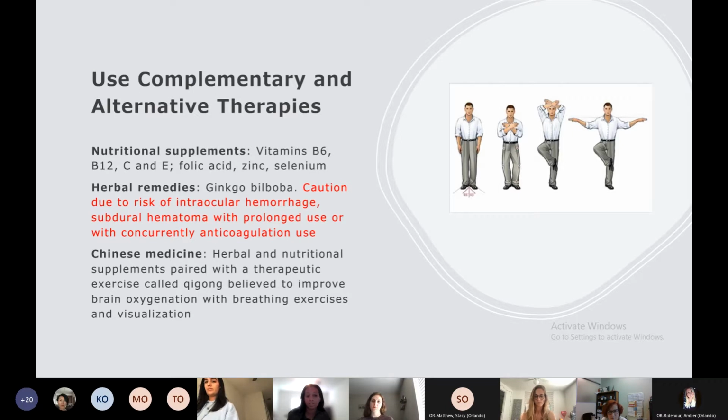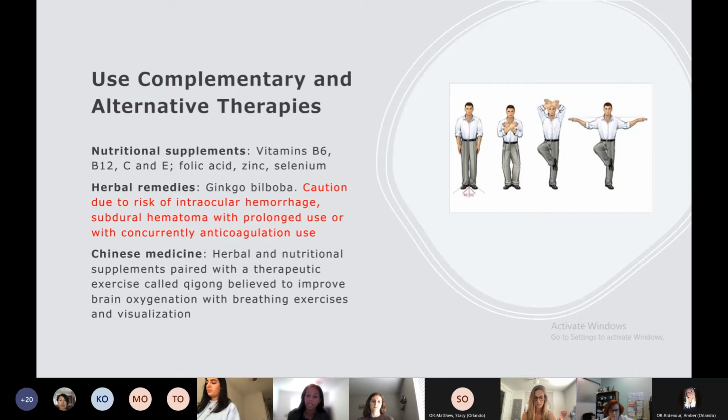We want to be cautious, though, when patients are taking these herbal remedies, because ginkgo biloba has an increased risk of intraocular hemorrhage and subdural hematomas, and if they're taking anticoagulants with the concurrent use of ginkgo biloba, they could be at increased bleeding risk. And it's also important as nurses, when you see that patients are taking this and they have a list of medications, to encourage them to talk it over with their provider to make sure there are no contraindications or they could be at risk for other things.